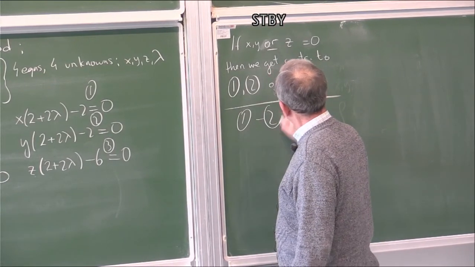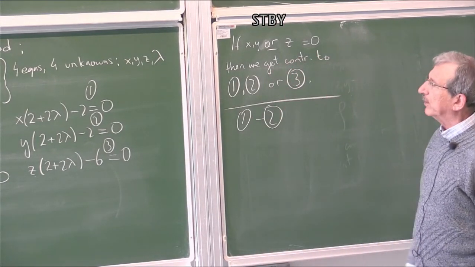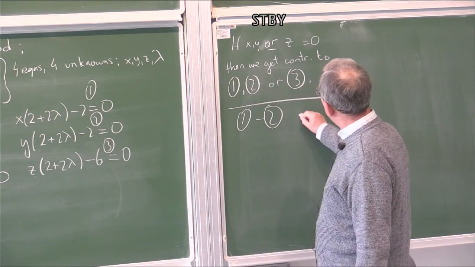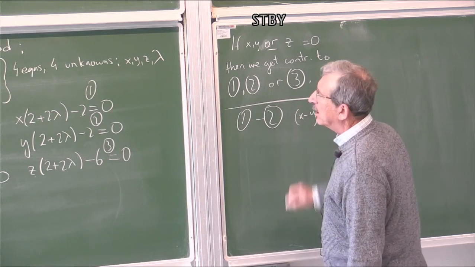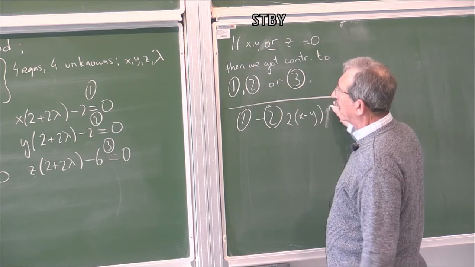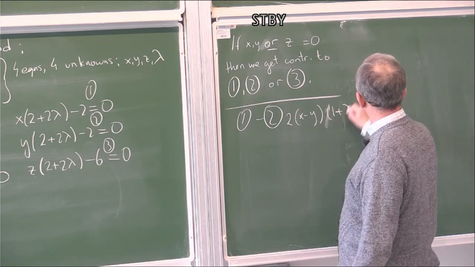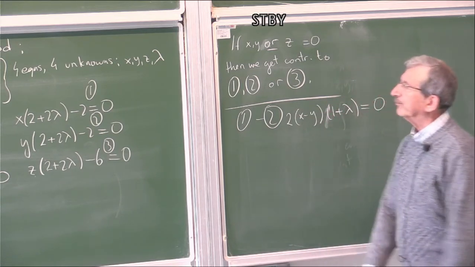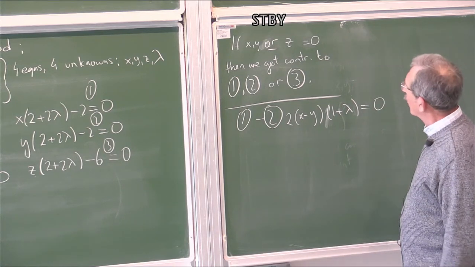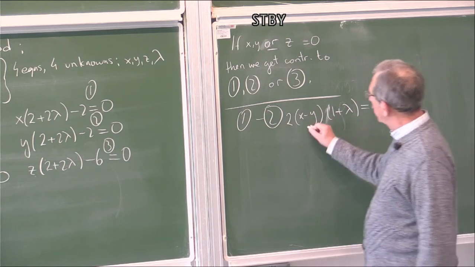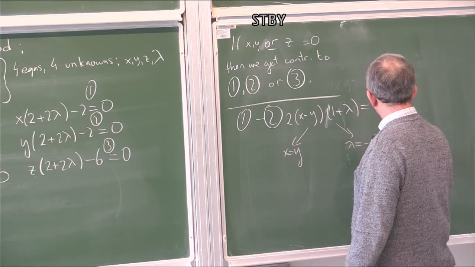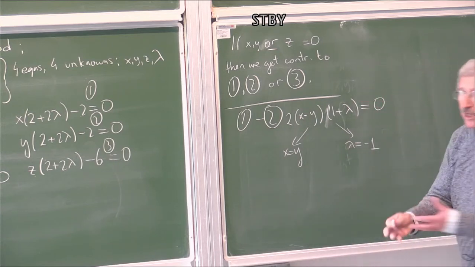Secondly, consider the subtraction 1 minus 2. What does it tell us? The minus 2's cancel out. We have x minus y, and 2, of course, and 1 plus lambda is 0. When we look at this formulation, we have two things: x is y, or lambda is minus 1. But lambda cannot be minus 1.